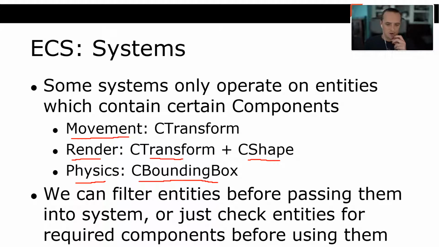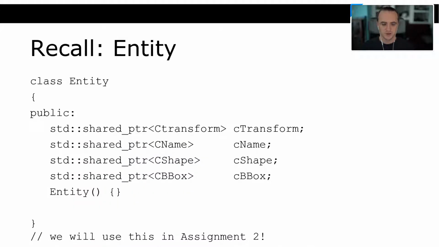So what we can do is filter entities. We only want our systems to operate on the particular entities that they should, based on the components. There are 2 ways to do that. The first way is to filter out the entities before passing them into the system. Or another, simpler way is just to check the entities for the required components before using them. So again, just a quick recall.